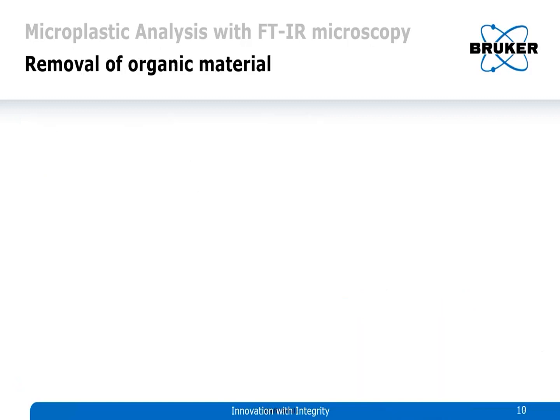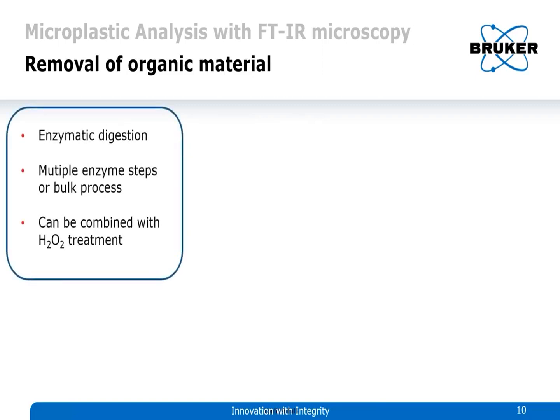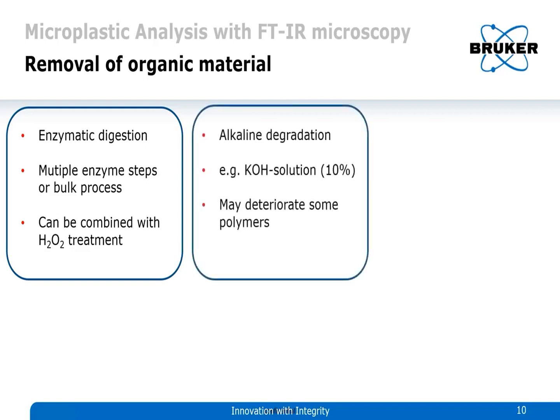To remove organic material, there is the possibility to do this with enzymatic digestion. This can be done in multiple steps, or you can do it in a big bulk process, and it can be combined with another treatment method. There is alkaline degradation. So in most cases you're using a potassium hydroxide solution of 10% and heat it up to maybe 60 degrees Celsius. But this may also deteriorate some polymers.